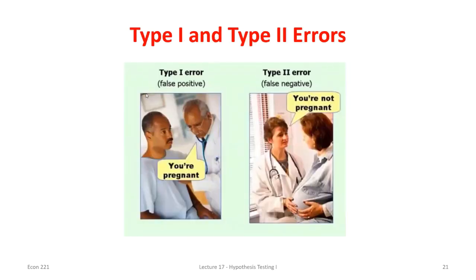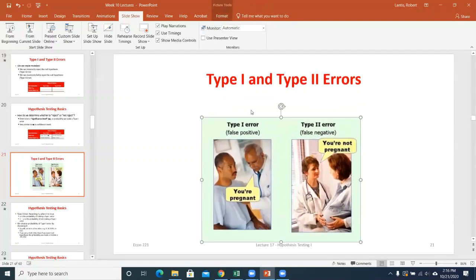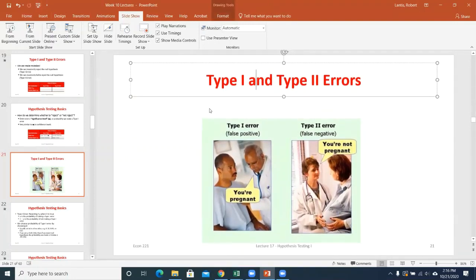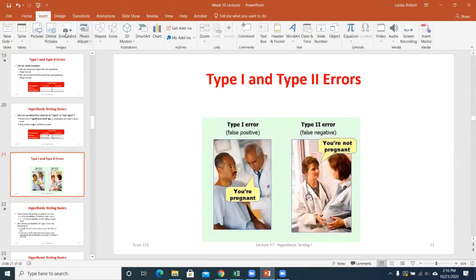So, a nice example of type 1, type 2 errors. Let's say we assume the null hypothesis here. And this is a reminder. Probably should have put this in here anyways. I want to be able to type something in here. Insert. Where is it? Here.